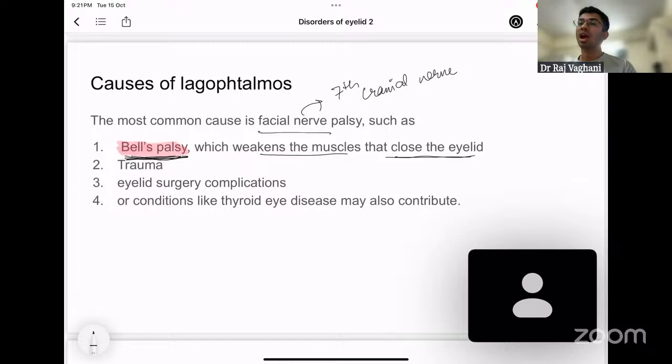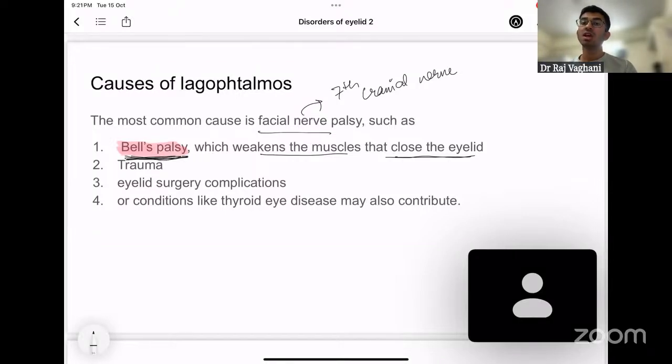It can be due to eyelid surgery complications. For example, you're performing surgery on eyelids, and you know that the eyelid muscles are supplied by the facial nerve. And during the surgery, mistakenly you injured your facial nerve. If you injure your facial nerve mistakenly, then what will happen? Lag ophthalmos can result after the surgery.